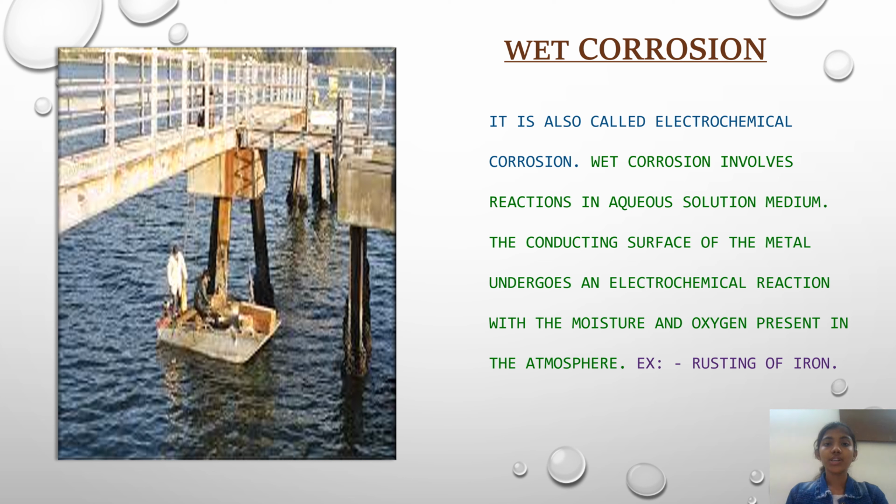Wet corrosion. Wet corrosion is also called electrochemical corrosion. It involves reaction in aqueous medium. In this, the conducting surface of metal undergoes electrochemical reaction with moisture and oxygen present in atmosphere. For example, rusting of iron.